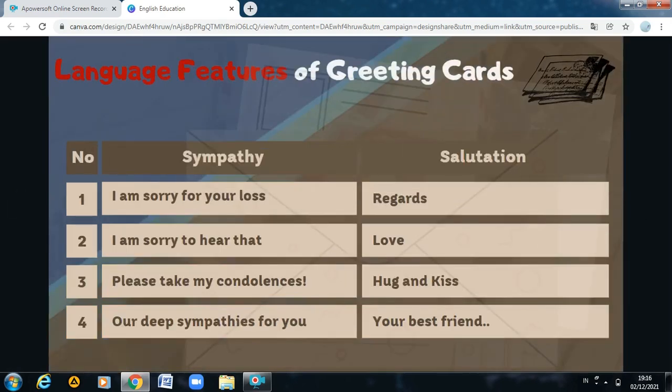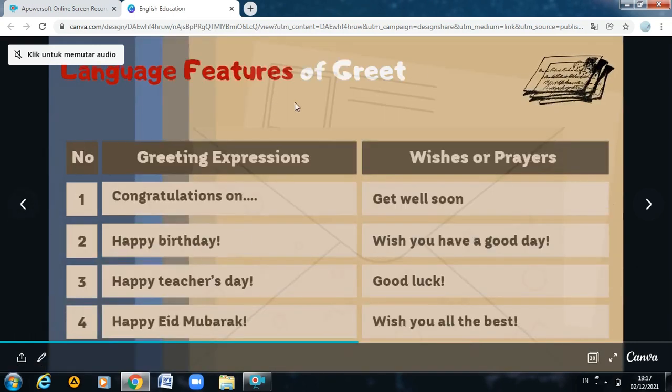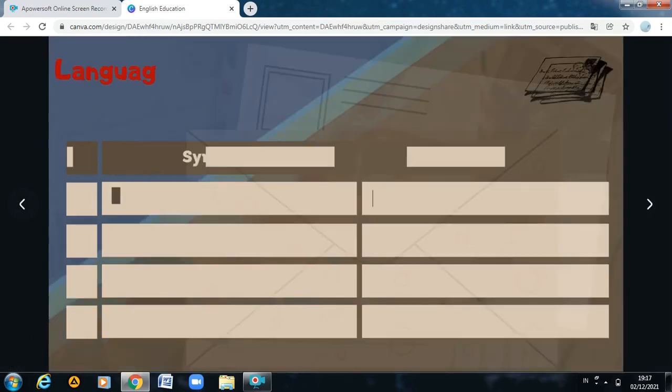For these two slides, I have one deficiency. Maybe I'm lacking in providing an explanation that the language feature of greeting card is divided into 4 categories. Here, I should write an explanation or description of what categories are included in the language feature at the top of the table that I provide on the slide. Maybe I can write the description here. Alright, we jump to the next slide.